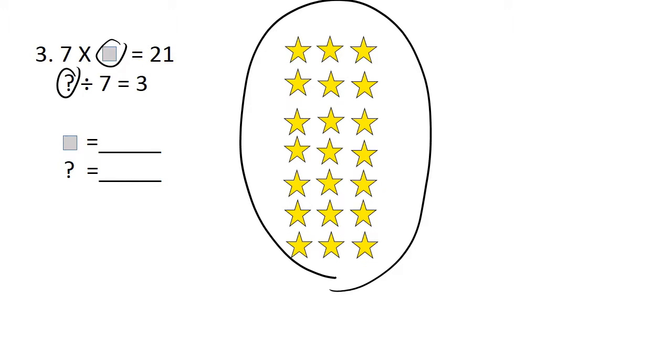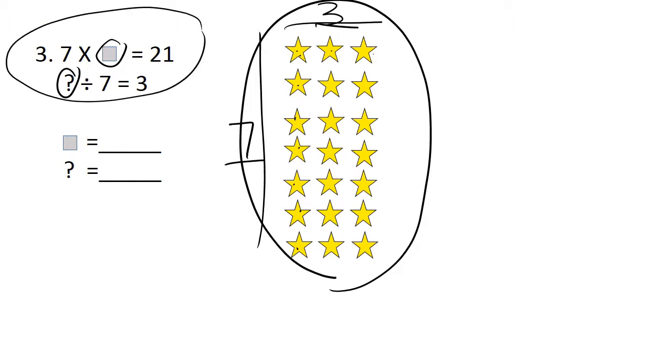So if we look at our array, we can figure out what the multiplication sentence should be. On this side here, we have 1, 2, 3, 4, 5, 6, 7 stars. And on the top here, we have 1, 2, 3 stars. So we can say that this is a 7 by 3 array. So that tells us that this array represents 7 times 3. If we look over here, we see 7 times something equals 21. So since our array is a 7 by 3 array, our multiplication sentence should say 7 times 3 equals 21. So that means we know that our square equals a 3.